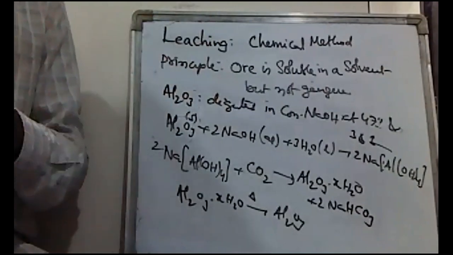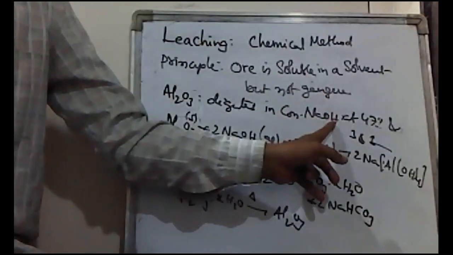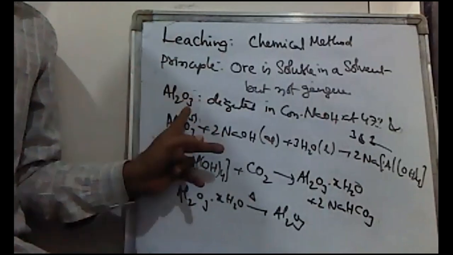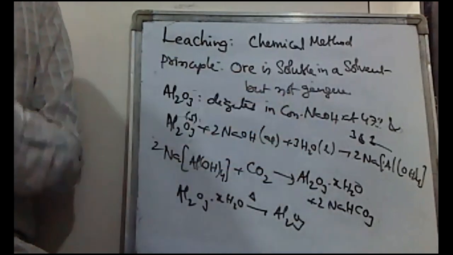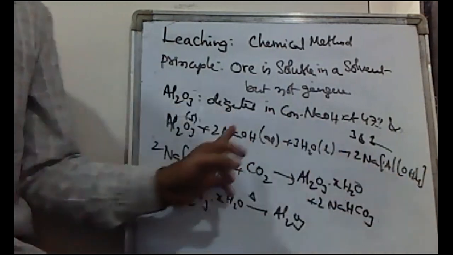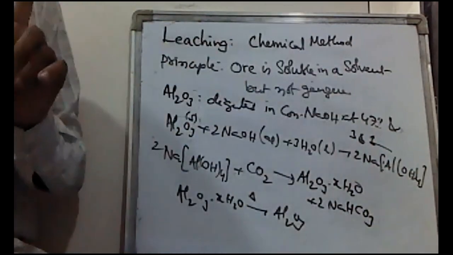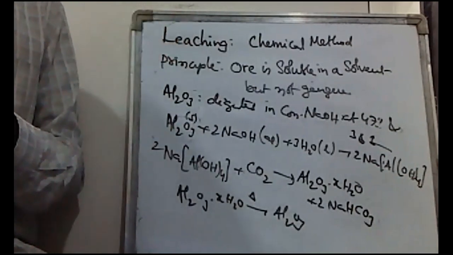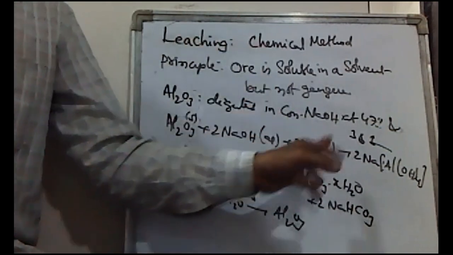When this powdered bauxite ore is digested in concentrated NaOH, aluminum oxide, that is Al2O3, which we call alumina, is leached out. Leached out means it goes to the solution as sodium aluminate. Along with alumina, silicon oxide, which we call silica, SiO2, is also leached out as sodium silicate.